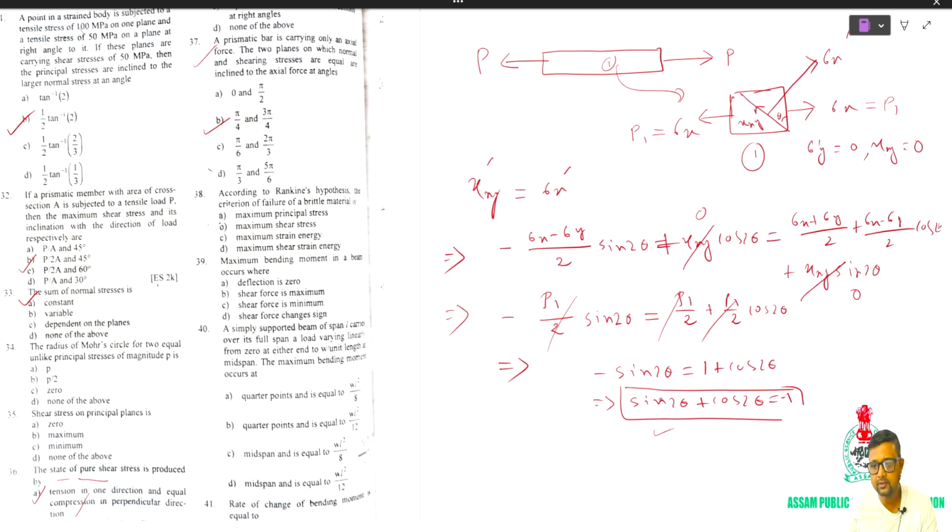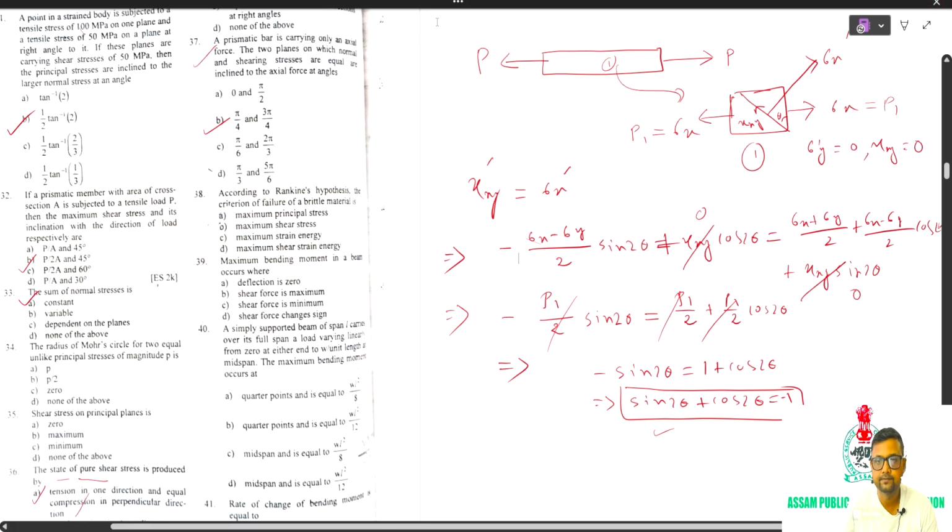Sine twice theta plus cos twice theta equal to minus 1, and if you put all the values from the options into this equation, you find that only option B satisfies the equation. So answer will be what? B. Right.